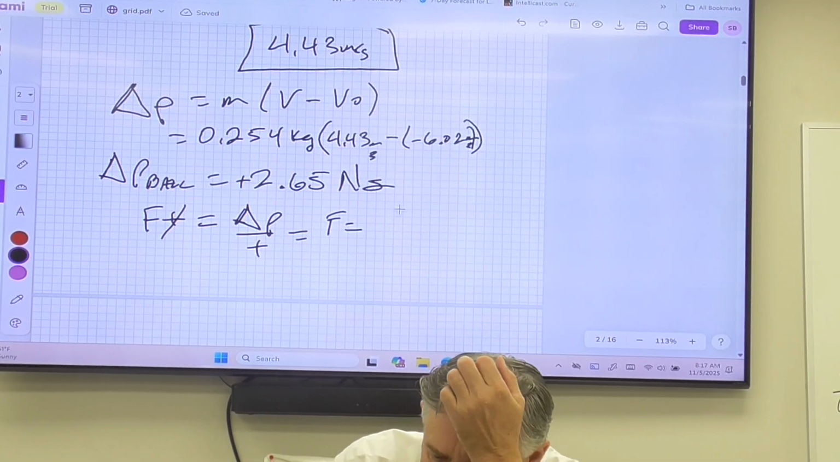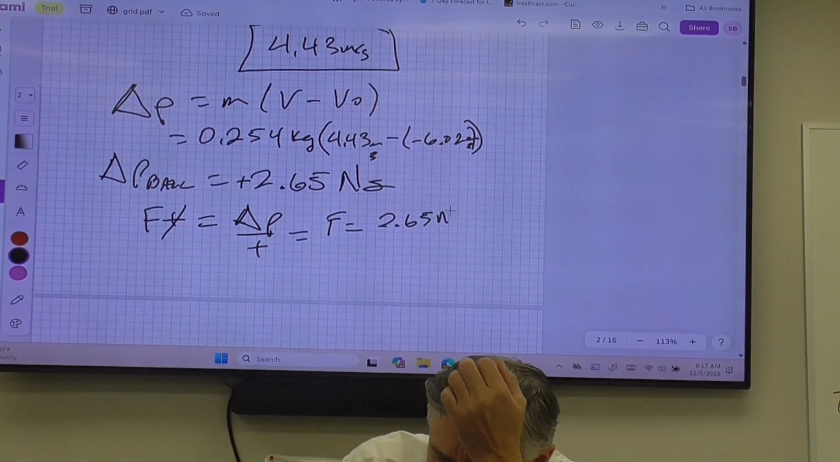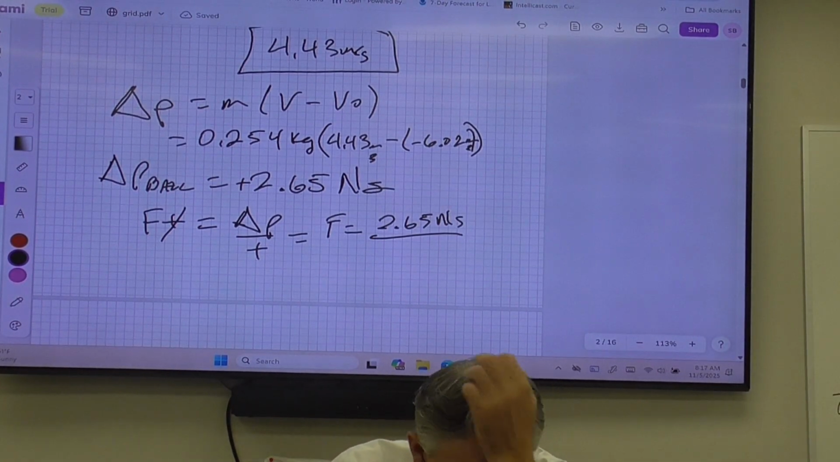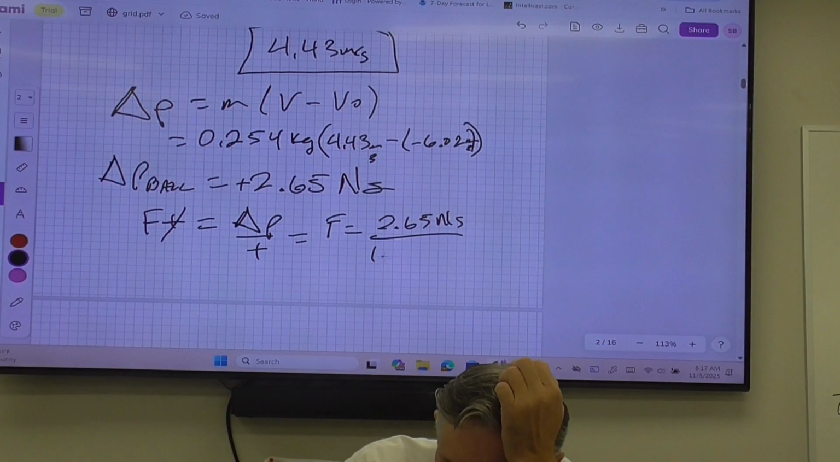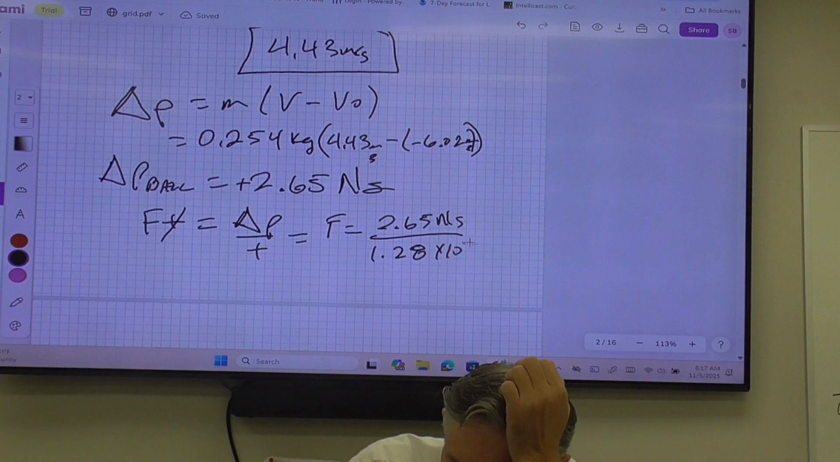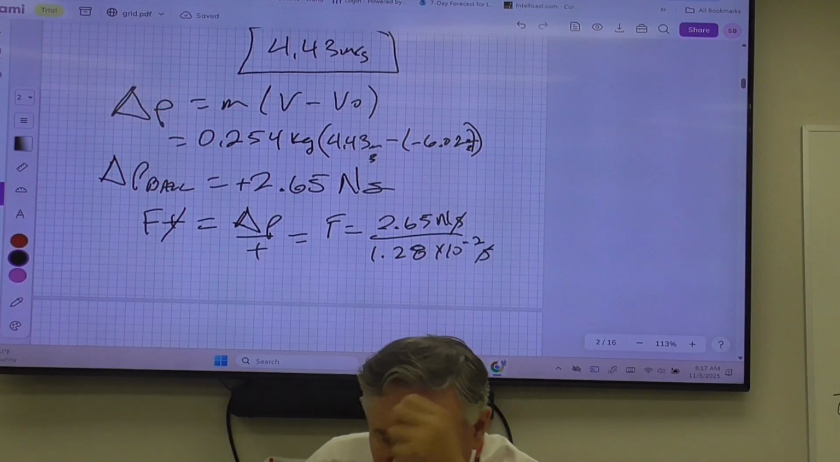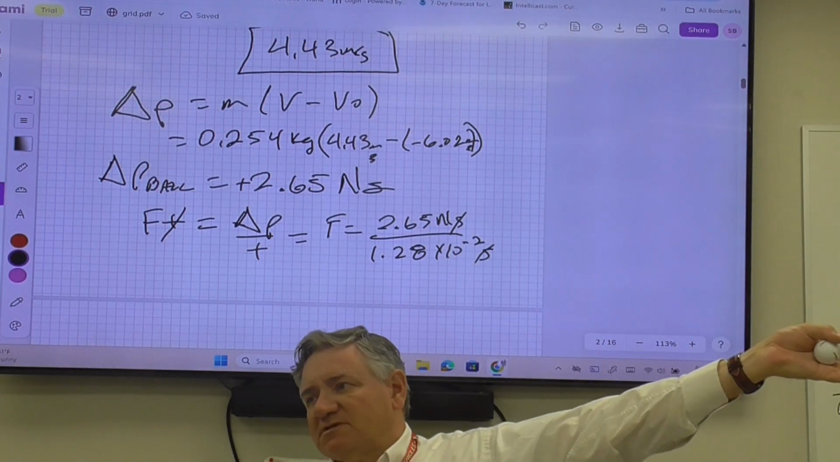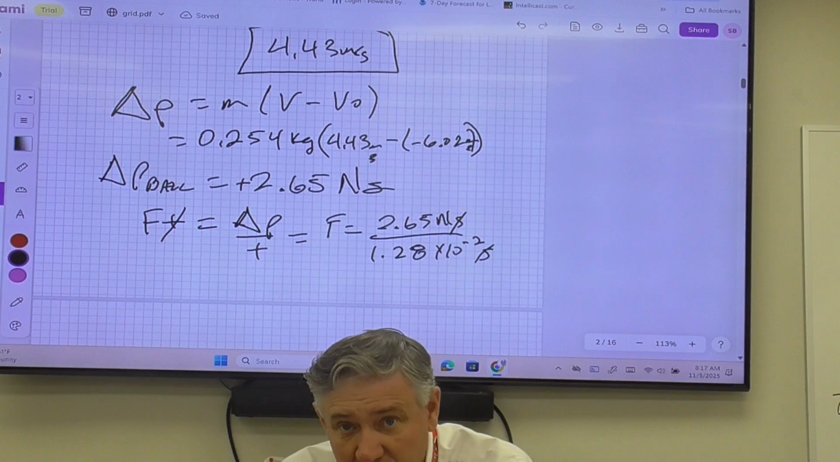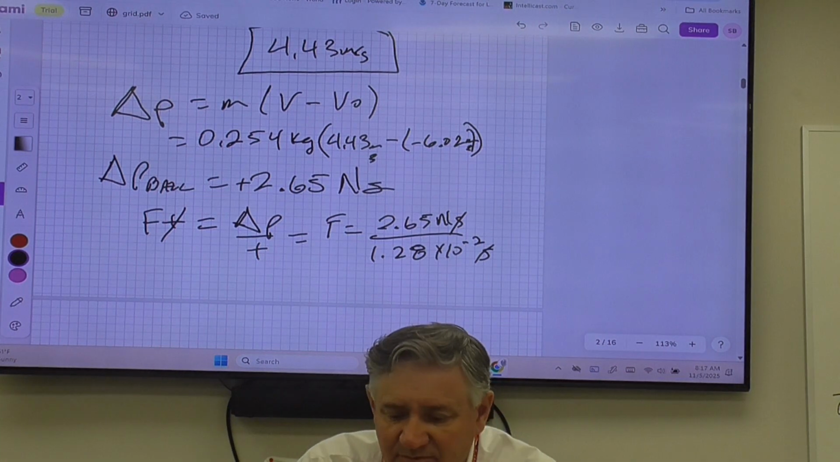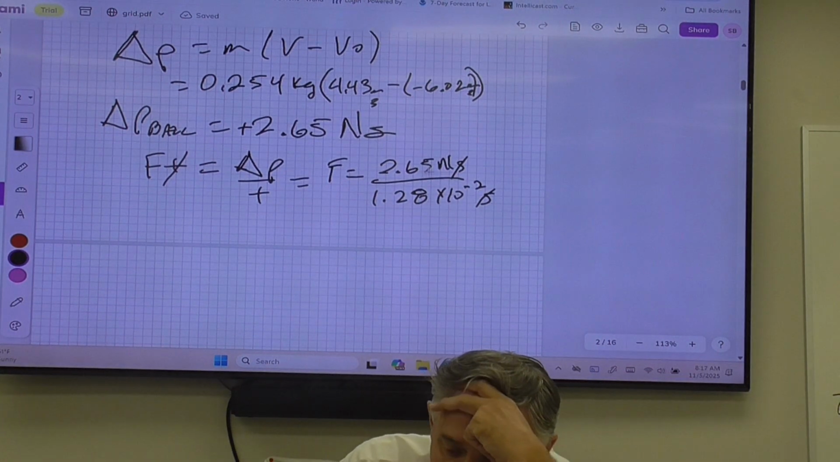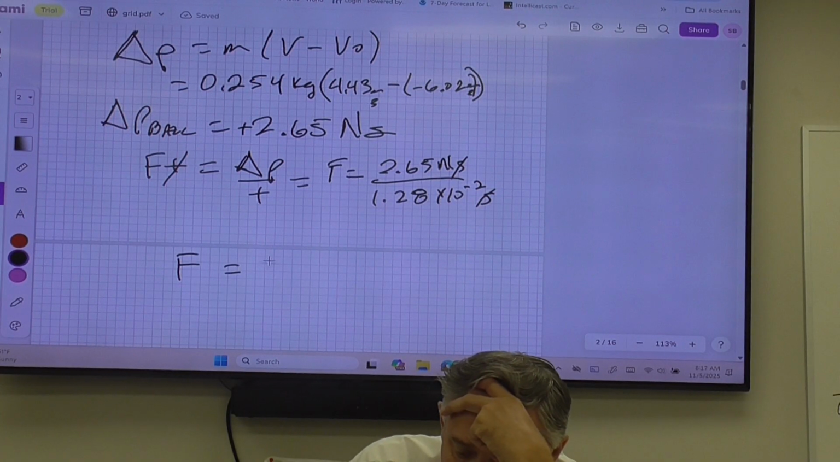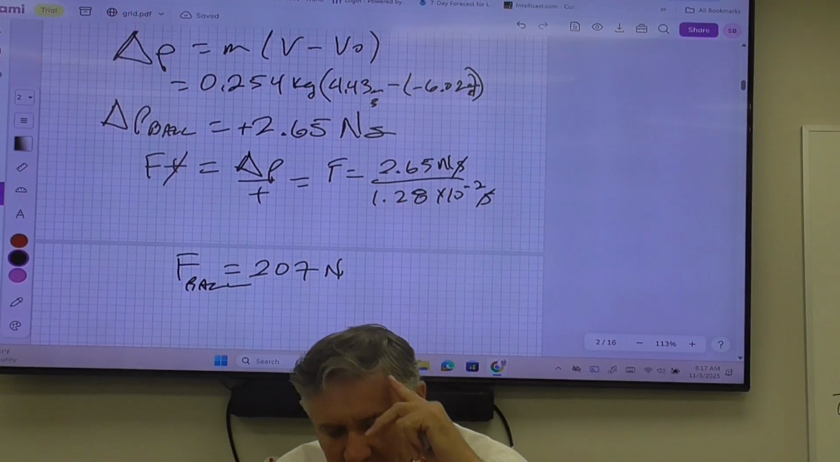So in this case, my change in momentum was 2.65 newton seconds, and the time was 28 times 10 to the negative 2 seconds. The seconds cancel out. I get force, and I get a positive force. So what do you get when you do this division? 207.4. So call it 207 newtons. That's the force on the ball.